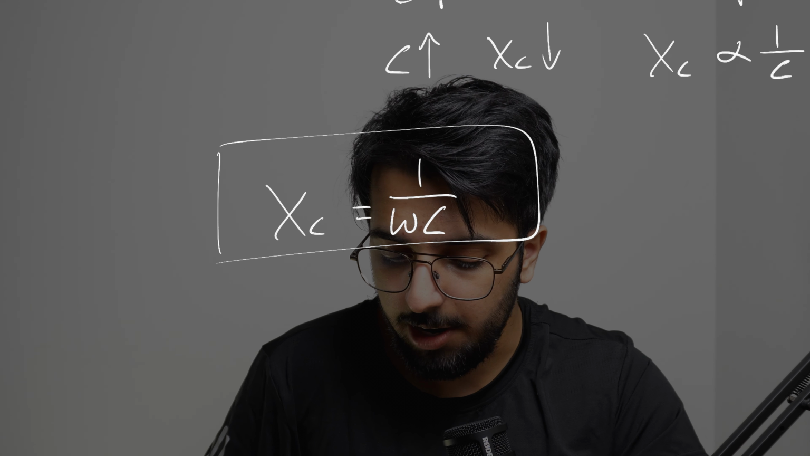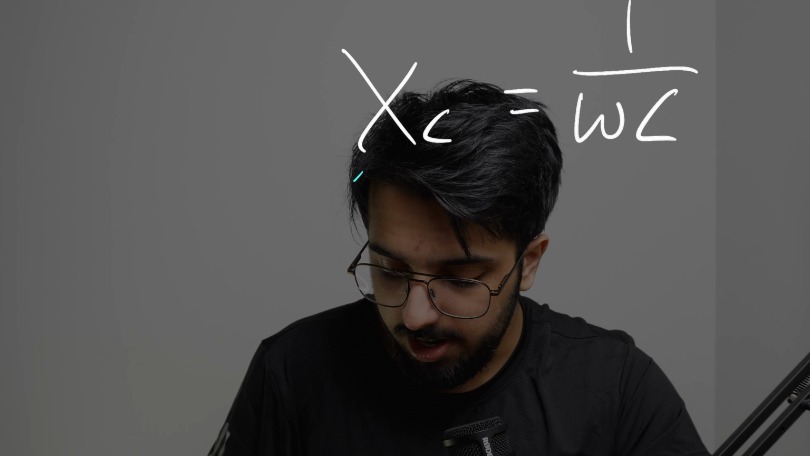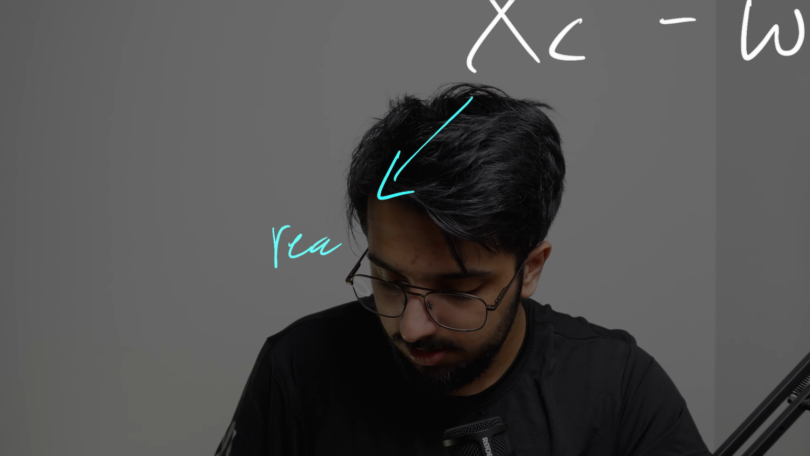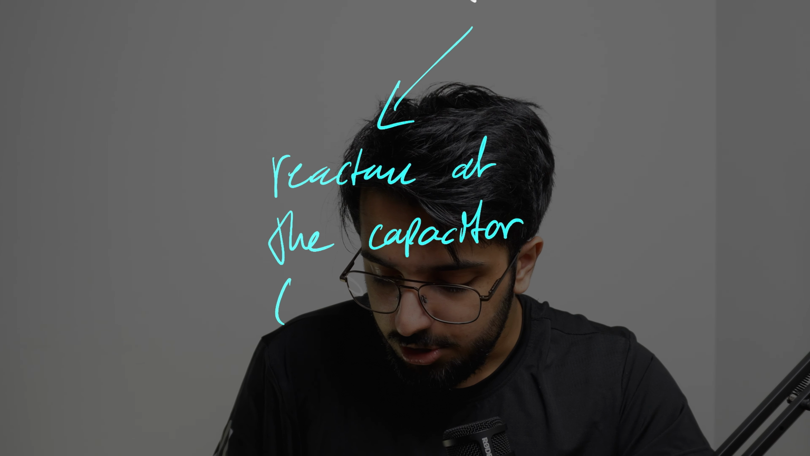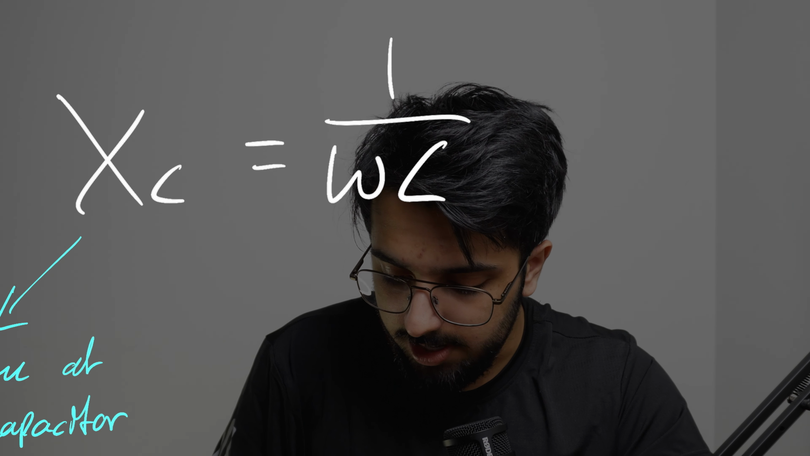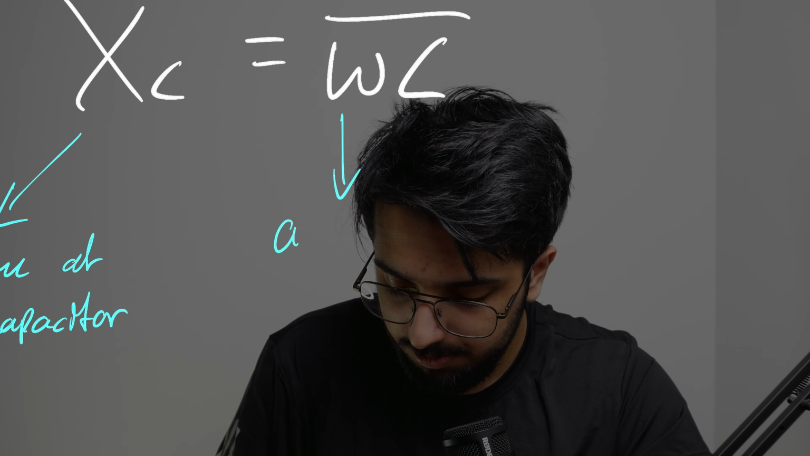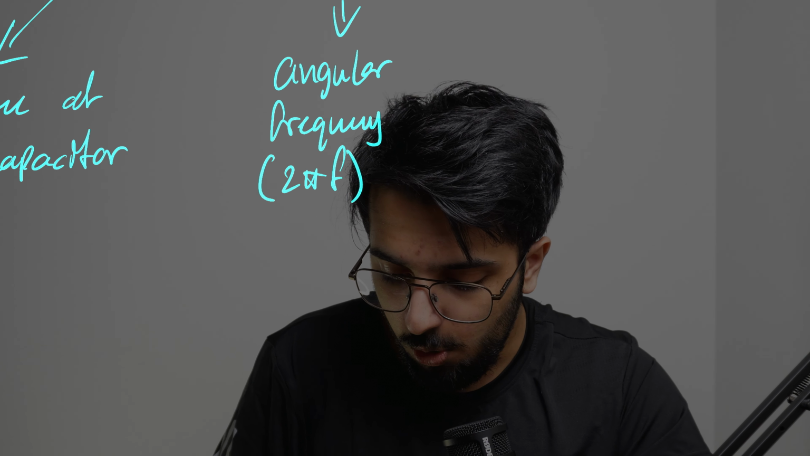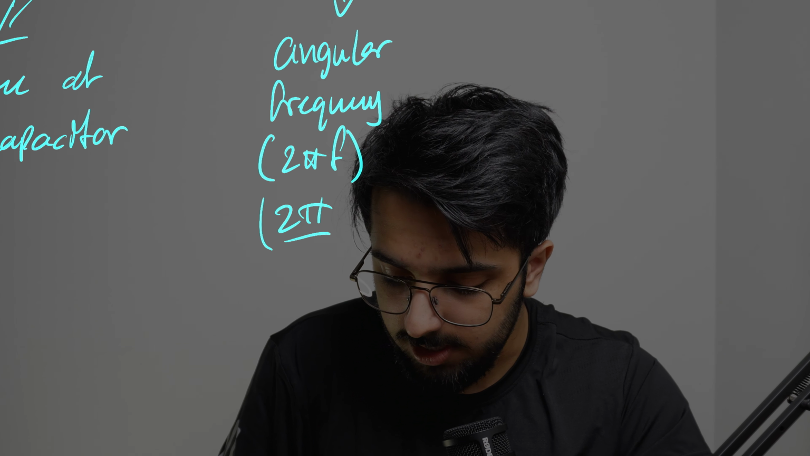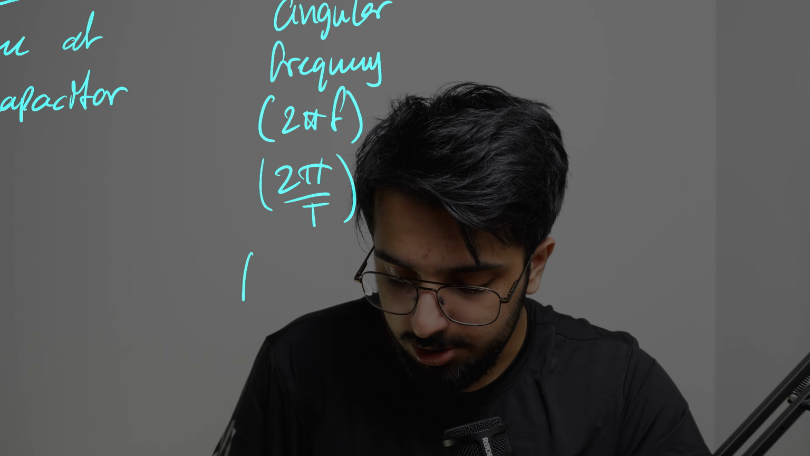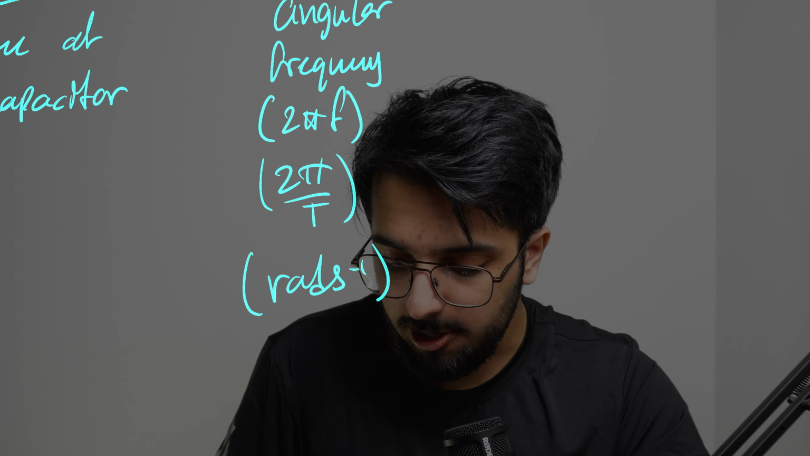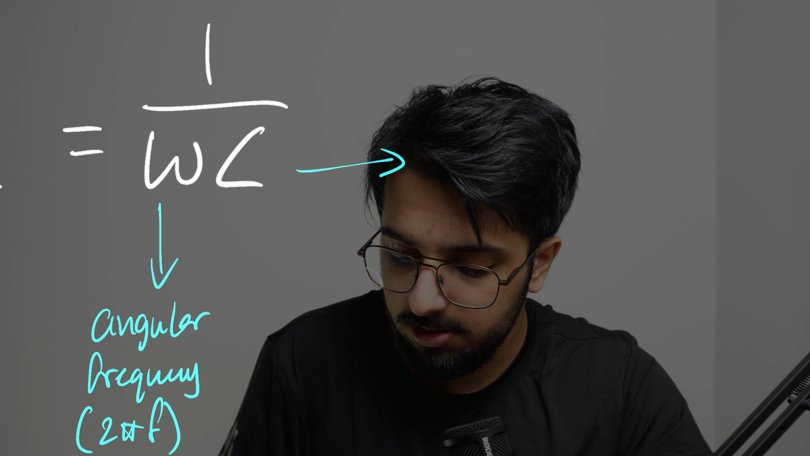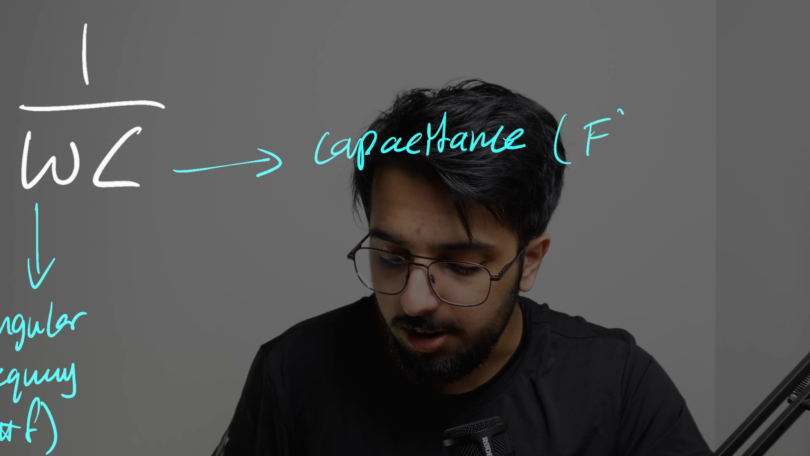And so this is our equation, where this right here is the reactance of the capacitor, which we know is measured in ohms. This is the angular frequency, which we know is also 2 pi f, okay? Or we can say that's 2 pi all over T, okay? And we know that's measured in radians per second, okay? And this is our capacitance, and we know that's measured in farads, okay?